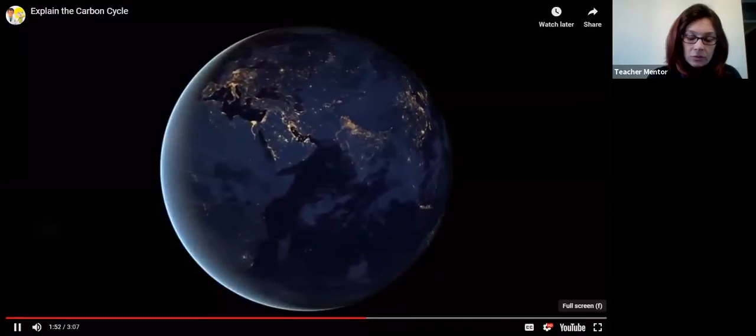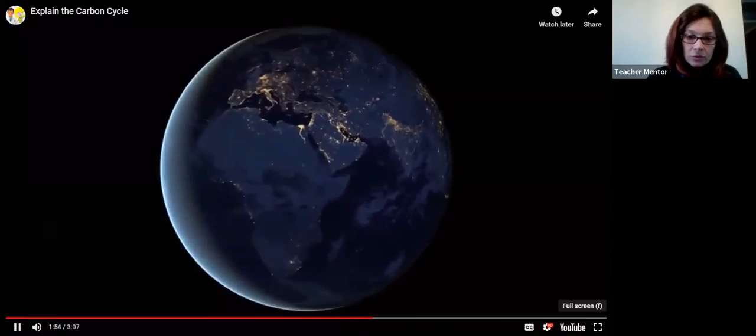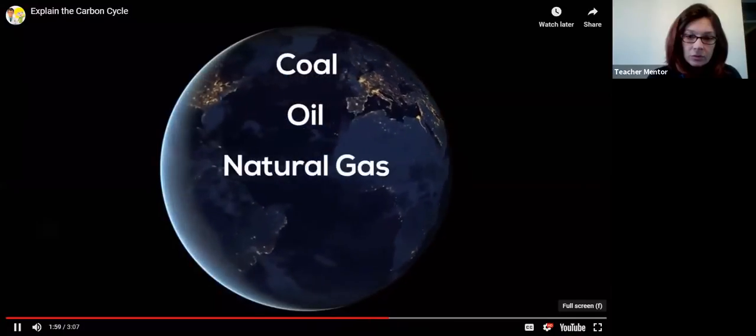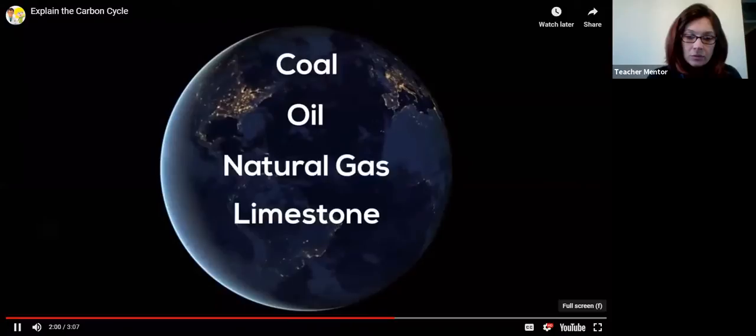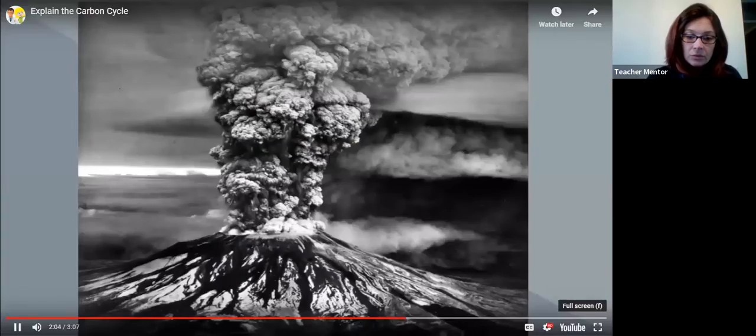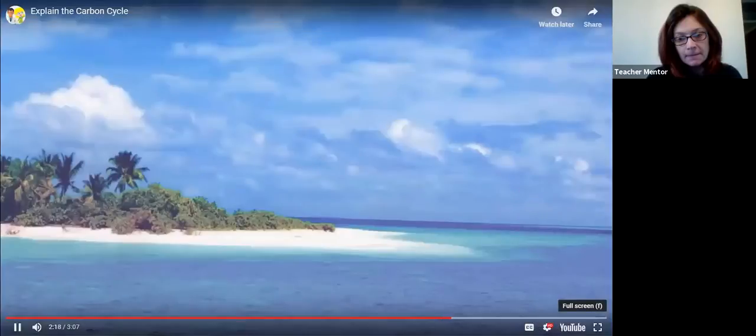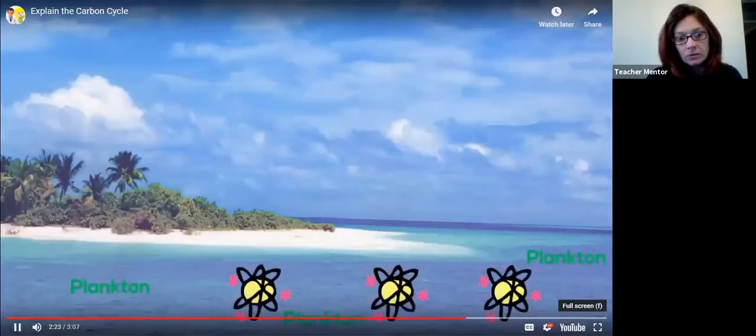Carbon in the lithosphere includes fossil fuels like coal, oil, natural gas, and deposits like limestone. Volcanoes may release some of this carbon stored in the lithosphere. Up next is the ocean. The ocean has the greatest exchange of cycled carbon and stores a large amount of carbon. The ocean absorbs carbon in the form of carbon dioxide. The ocean also has a large amount of plankton that absorb carbon dioxide for photosynthesis.